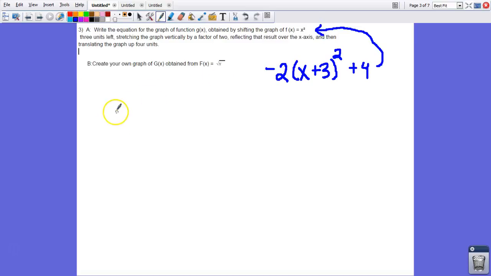Okay. Create your own graph, so everybody's should be different. Oh, this is g of x equals. So let's do that again for B.